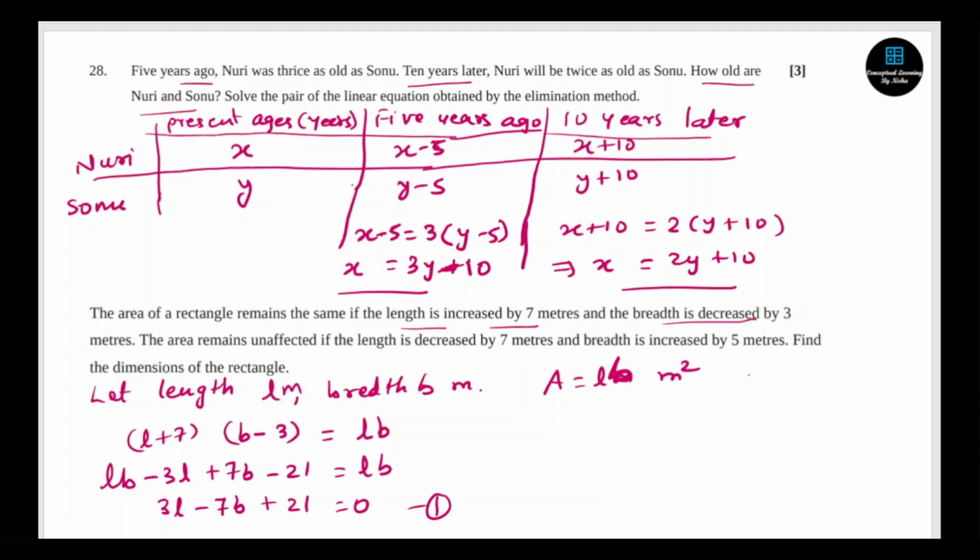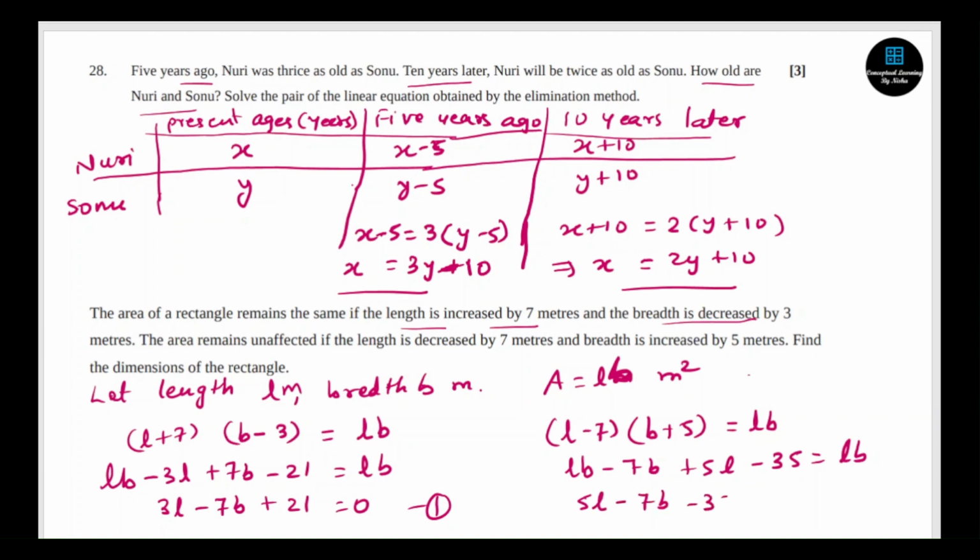Now same way. The area remains unaffected if the length is decreased by 7. So L - 7, and breadth increased by 5, so B + 5. This again area remains same. Again if you simplify this, LB - 7B + 5L - 35 = LB. So when you simplify this, you will get 5L - 7B - 35 = 0. So you have two equations and now you have to solve them to find the dimensions, means length and breadth.